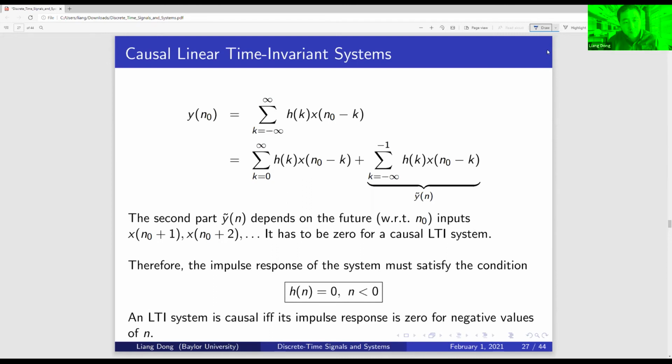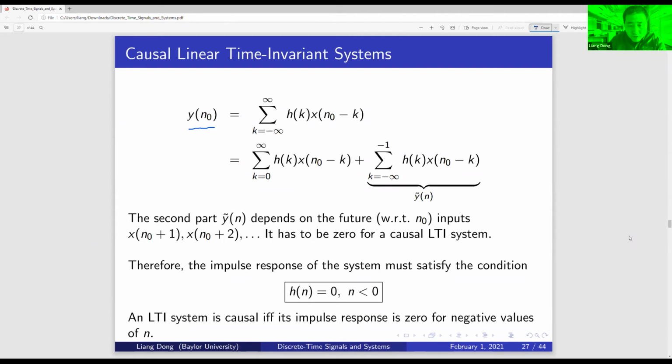Let's look at a special case: the causal linear time invariant system. A causal system, by its physical definition, is a system where the output depends only on the current input and the previous inputs. It does not depend on future inputs. Let's look at mathematically what this gives. My output yn0, at current time n0, is equal to this convolution sum: hk times x n0 minus k, summed over k from negative infinity to infinity.